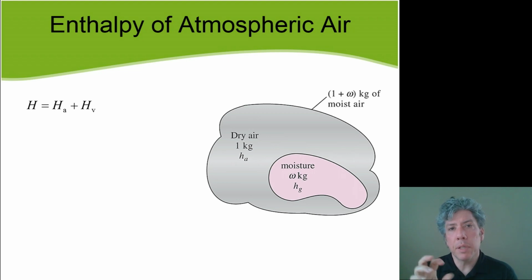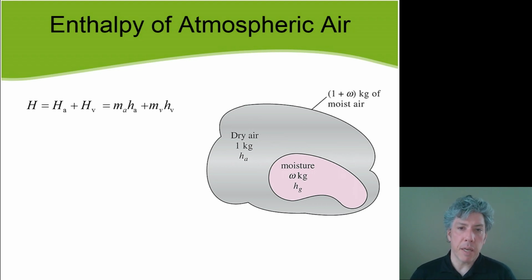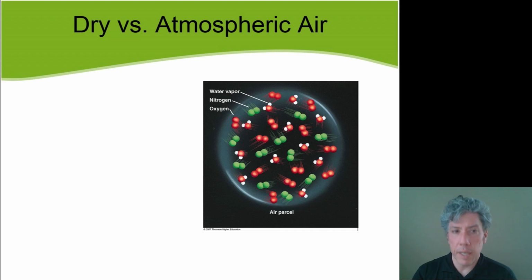Really, there's 1 plus omega kilograms of moist air, that's the total mass here, for that 1 kilogram of dry air, because we've got omega kilograms of moisture, where omega, of course, is the absolute humidity. Now, the amount of enthalpy in this mixture is going to be the mass of the dry air times the enthalpy that air has, h_a, plus the mass of the water vapor times the enthalpy that it has. I started off with total enthalpy.